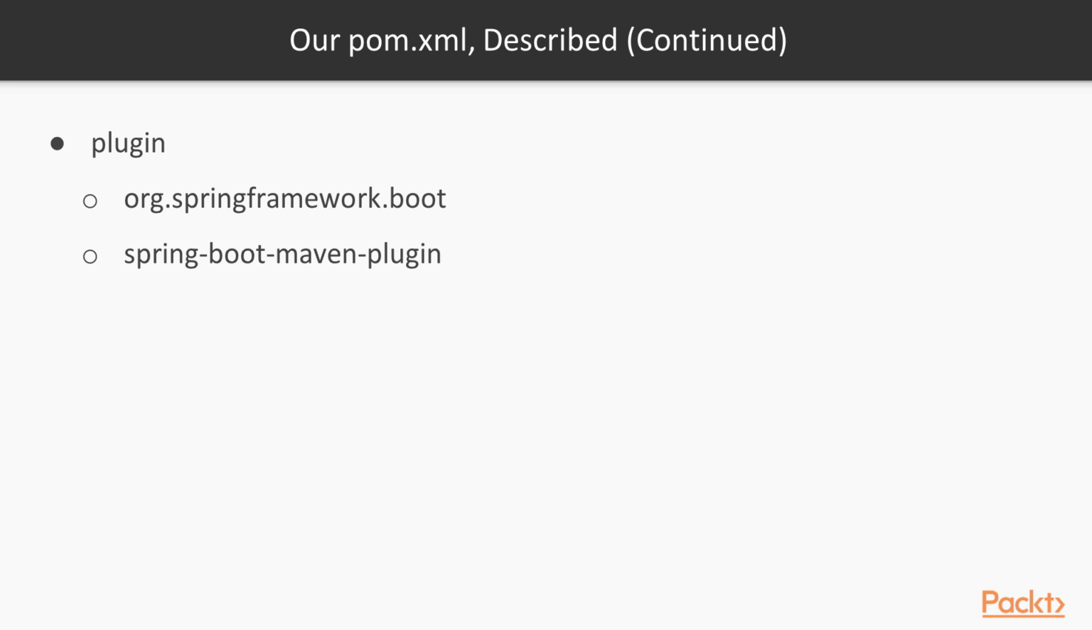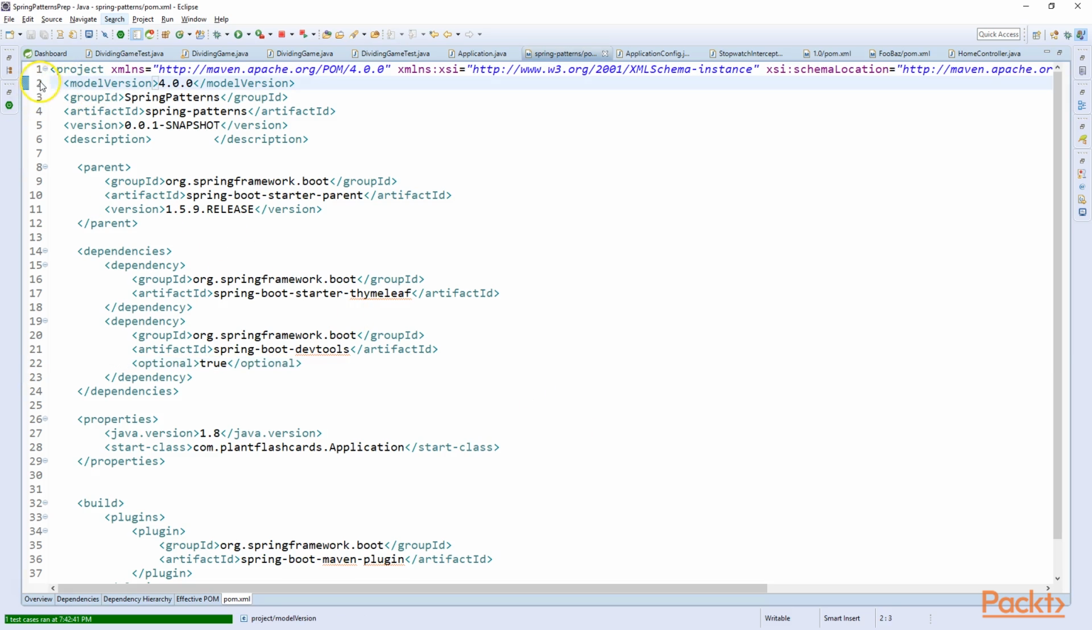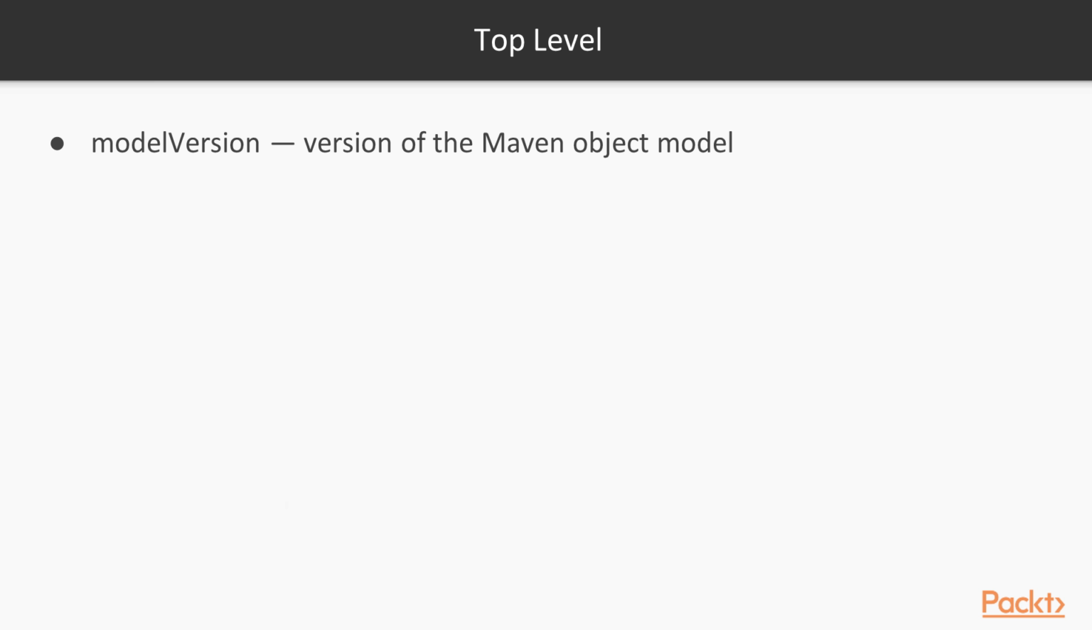So first of all, the very top level, this is important. This is what comes at the very top of our pom. If we have a look, we'll see that we have some things that are tabbed in, just one tab stop at the very top. Model version, group ID, artifact ID, version, and description. And you see here I should probably fill out this description. So model version is the version of the Maven object model.